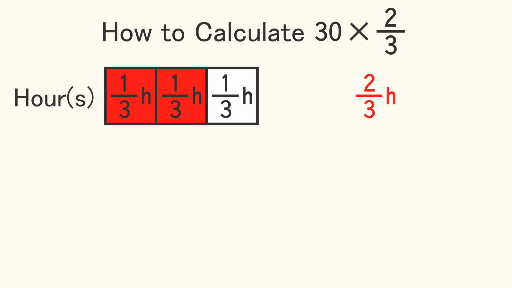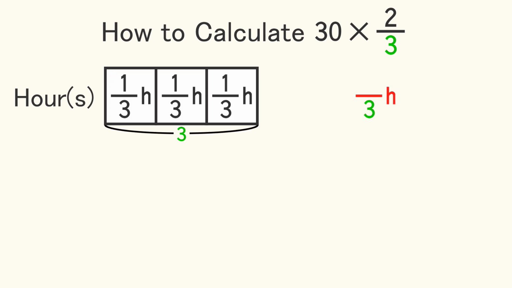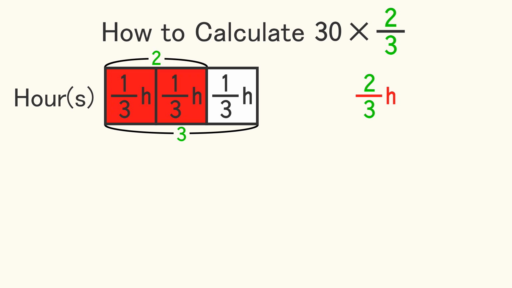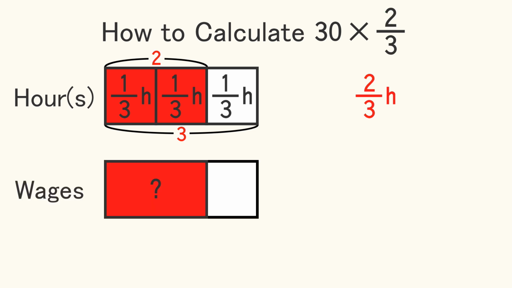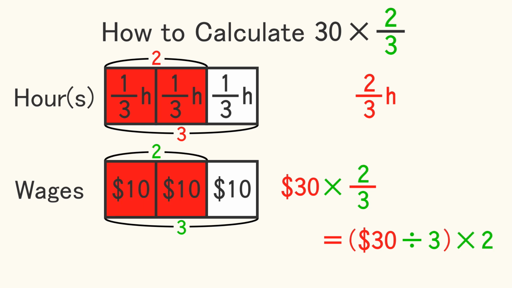Expressing time in hours as a fraction, such as 2/3, means dividing 1 hour into as many equal parts as the denominator indicates, and adding up as many of those parts as the numerator indicates. Since wages are earned based on the amount of time worked, your hourly wage, that is the wage per 1 hour, is also divided into as many equal parts as the denominator indicates, and as many of those parts as the numerator indicates are added up.